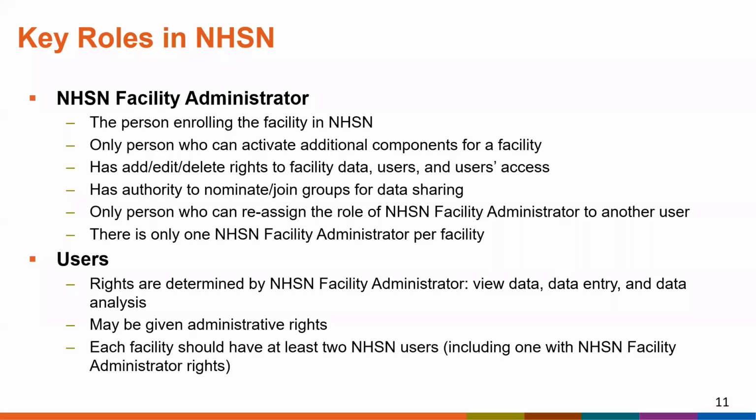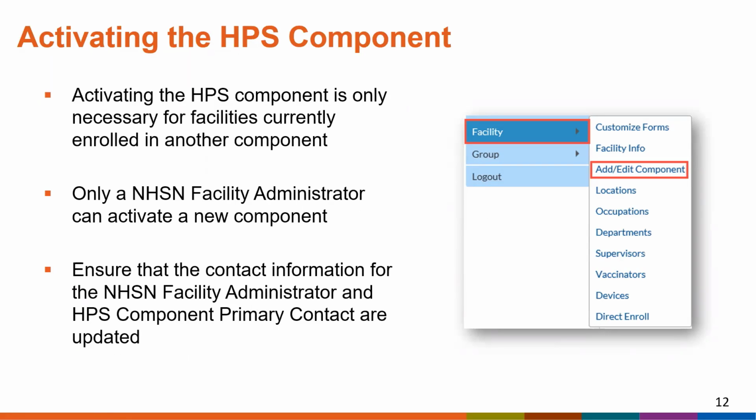Users have the ability to view, enter, and analyze data, but these rights are determined by the facility administrator. Users may also be given administrative rights. It is recommended that each facility have at least 2 NHSN users. One of these users should have NHSN facility administrator rights. We'll now briefly talk about activating the healthcare personnel safety component. Please note that this component only needs to be activated one time.